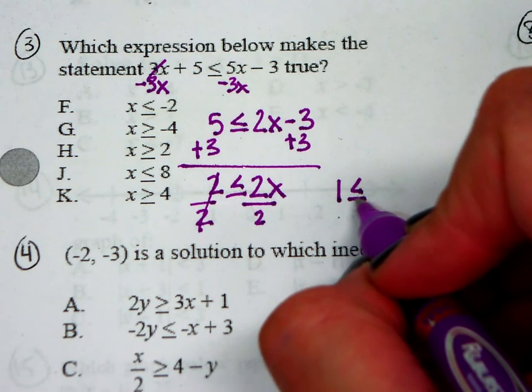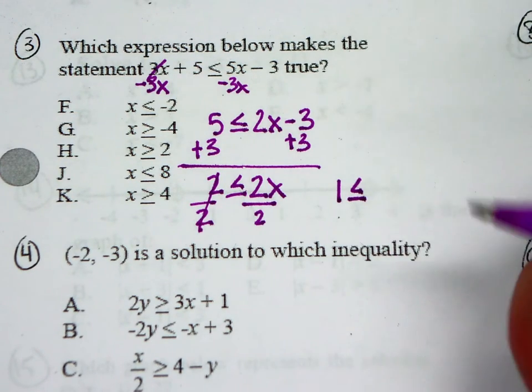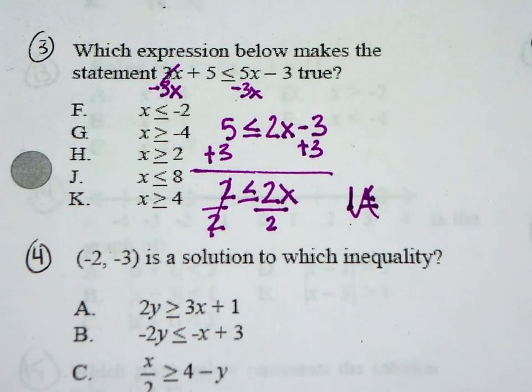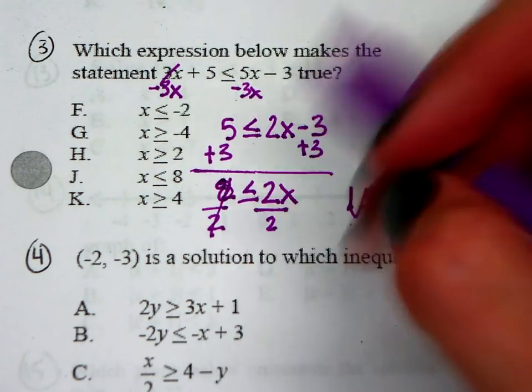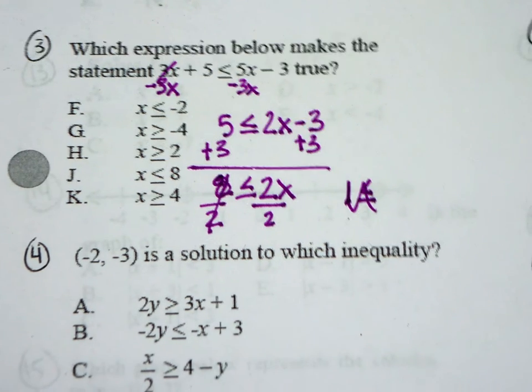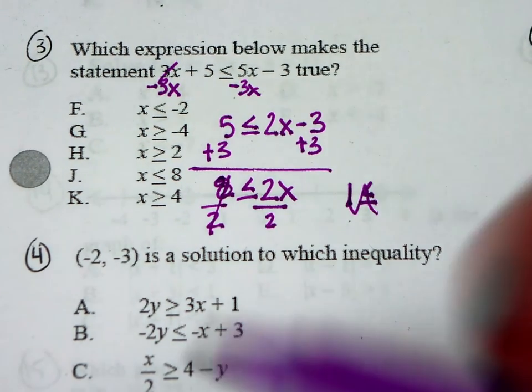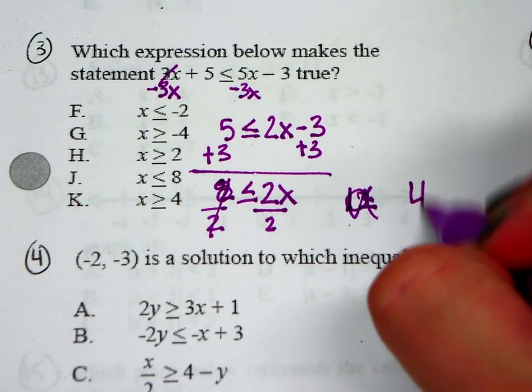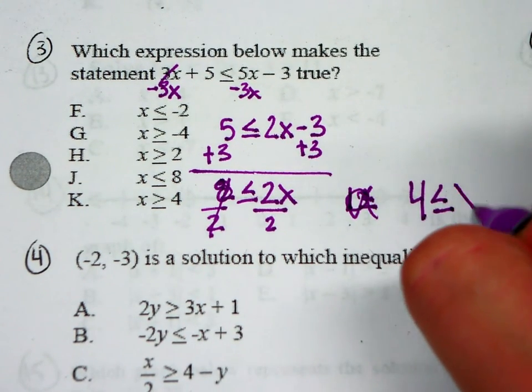Oh my goodness, I just totally made a mistake. Okay, I got it. So this is an 8 actually. Sorry about that. So 5 plus 3 is 8. Sorry, they're doing construction and they're banging in the hallway and it totally distracted me. Okay, so 8 divided by 2 is 4. So 4 is less than or equal to x.